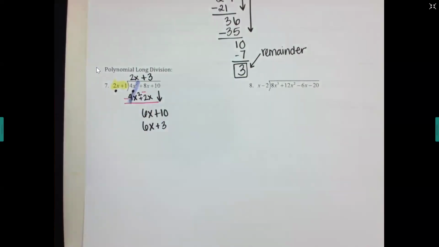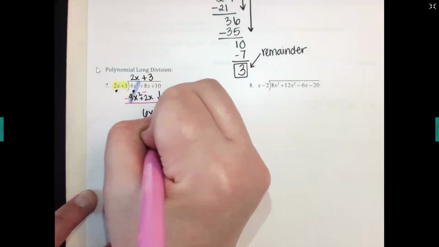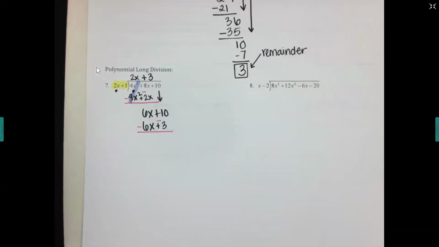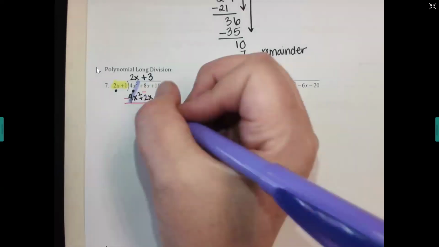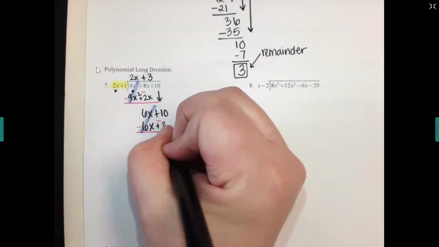Then remember, you're subtracting that entire row. So I'm going to minus on the 6x and the 3. 6 minus 6 in the front is going to do what? Cancel out. That should always happen because remember, they're supposed to be a perfect match. So when you subtract them, they cross out. Then I have 10 minus 3, 7, and that is your remainder.